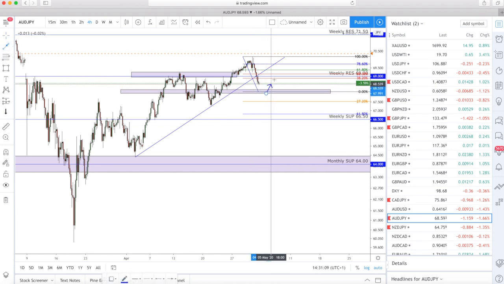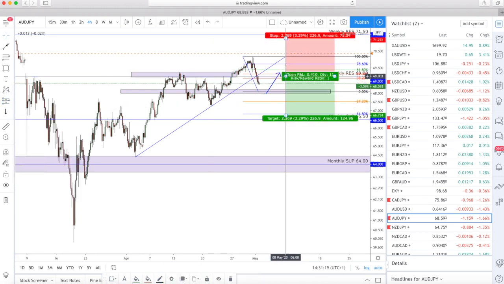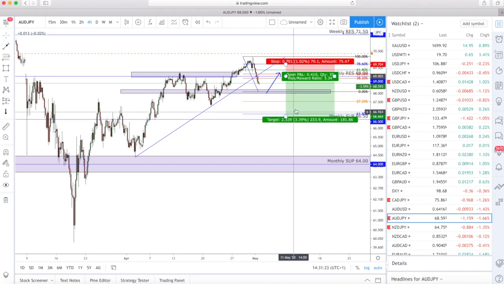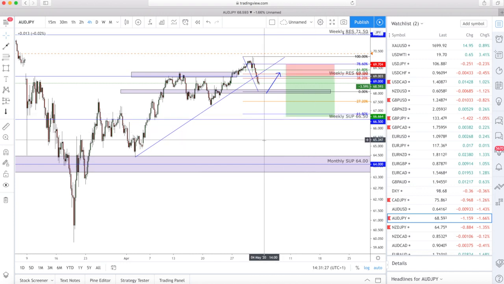Before then I'll be looking for a Fibonacci retracement, might even retest the back end of this trend line, but this area then will be a great area for taking shorts. And first target obviously weekly support and this -61.8. So that's another setup on Aussie yen.